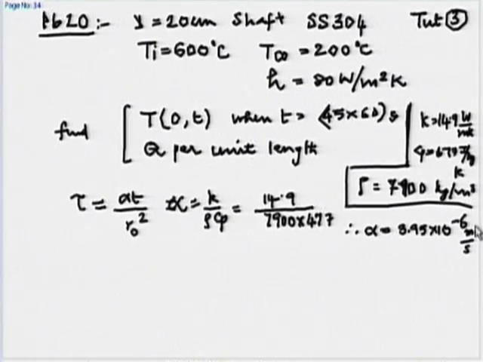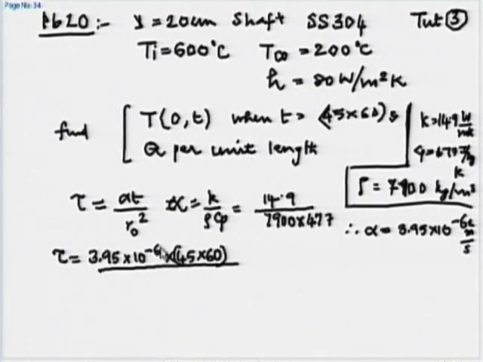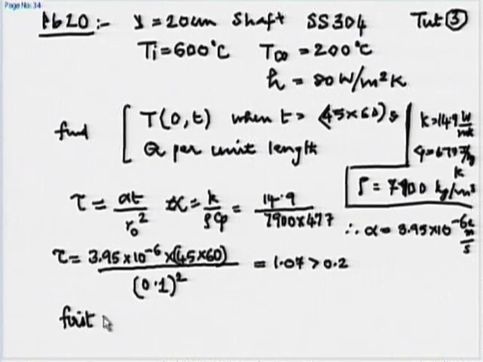Now, if I substitute that in tau, tau equal to 3.95 into 10 to the power of minus 6 into 45 into 60, that is 45 minutes converted into seconds, upon diameter given to be 20 centimeters, so it is 0.1 whole squared because R naught. So, tau equal to 1.07. Why are we calculating tau first of all? This is just to ensure that our first-term series solution is valid for tau greater than 0.2. So, the first term is sufficient, that is n equal to 1.